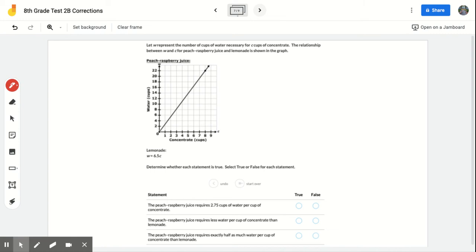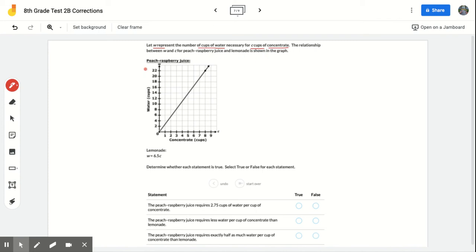All right, and your last question before you guys do your own question. The last question that I'll go over is this one. This is the fourth most missed question. Let W represent the number of cups of water necessary for C cups of concentrate. So they're comparing cups of water and cups of concentrate. The relationship between W and C for peach raspberry juice and lemonade is shown in the graph.